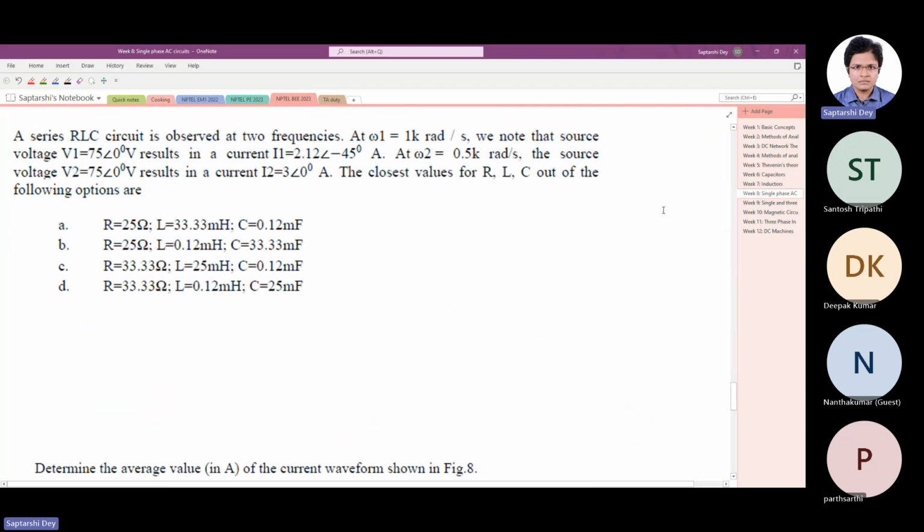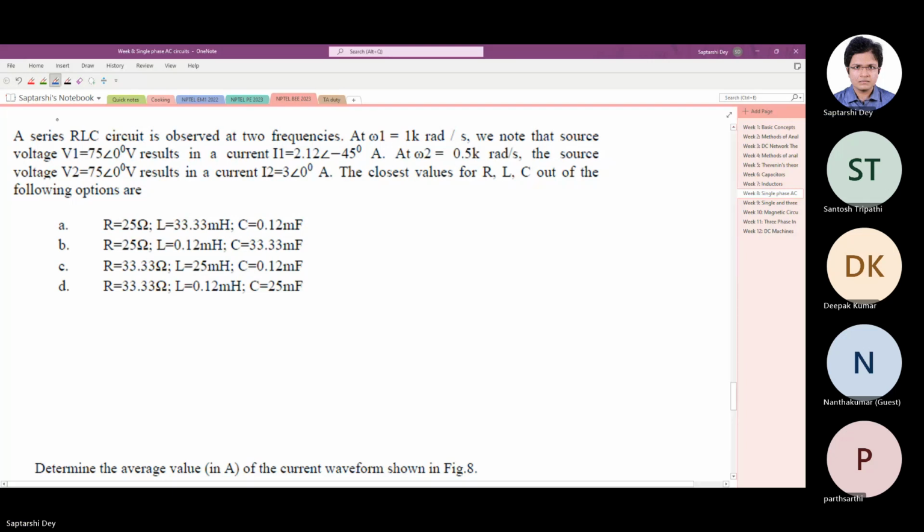Next question comes: a series RLC circuit is observed at two frequencies at omega 1 kiloradian per second. We note that the voltage source V1 is 75 angle 0. That results in a current of I1 2.12 angle minus 45 degree. At omega 2, it's half kiloradian per second. The source voltage is 75 angle 0. That results in a current 3 angle 0. The closest value of RLC. Okay. Before we solve this problem, I want to discuss something.